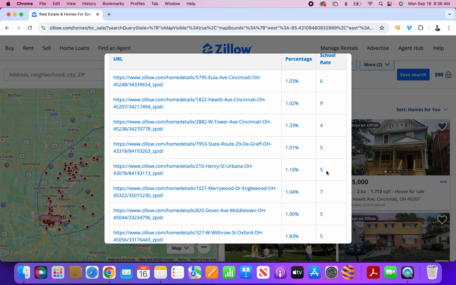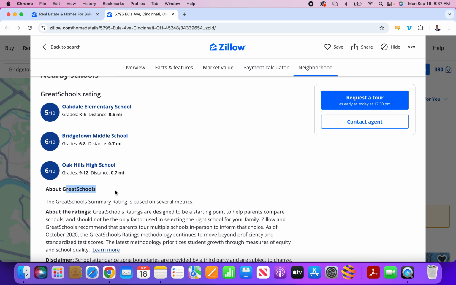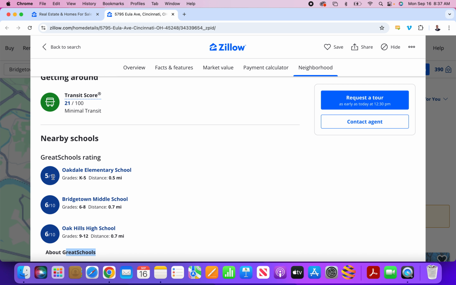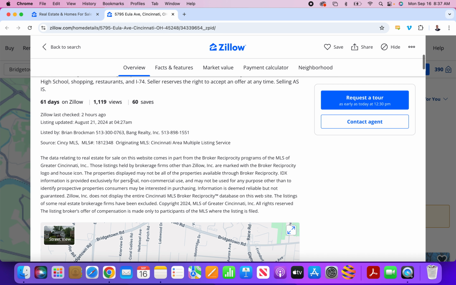But just look at this neighborhood. This is all, I believe, syndicated from the GreatSchools rating. So they got a 5, a 6, and a 6. That's awesome. That's above mid-grade, right? And that's what a lot of the out-of-state investors are looking for. They want decent rated schools. They know that they're not going to be in areas where they're all 8s and 9s. So a 5, two 6s, that's awesome.